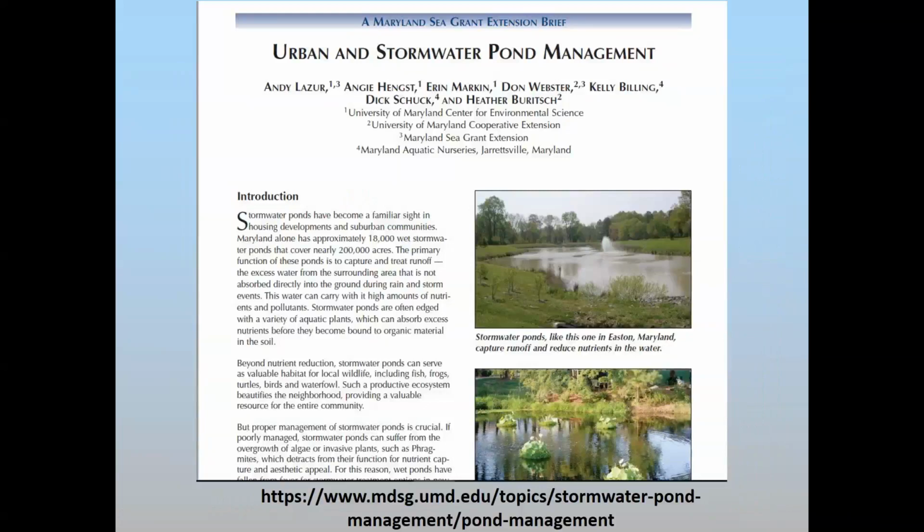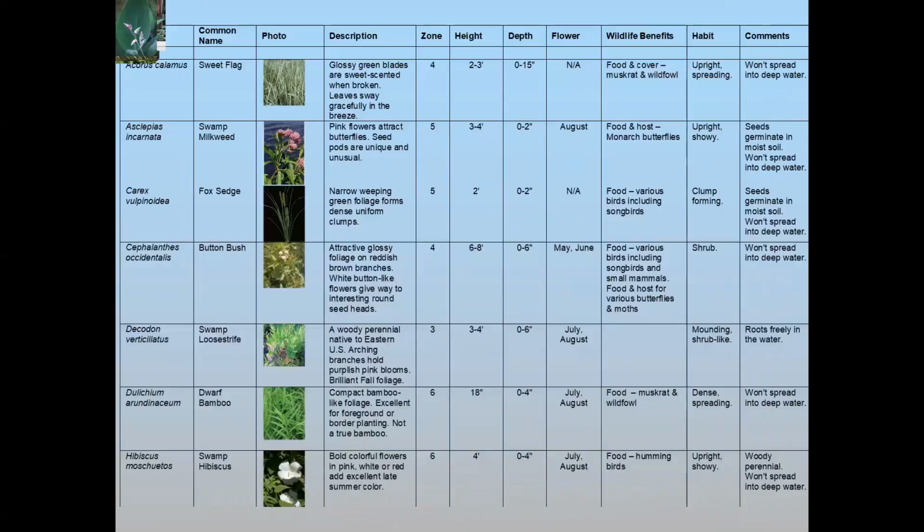This is a publication that we have out, and although it's urban and stormwater pond in the title, it has a lot of good information about pond management practices. It also has a list of beneficial plants that can be used and how they can be used. Again, what you're trying to do is to use some shoreline plants and even plants in the water that are beneficial, that can help take up excessive nutrients, and so kind of rob nutrients away from the unwanted vegetation.